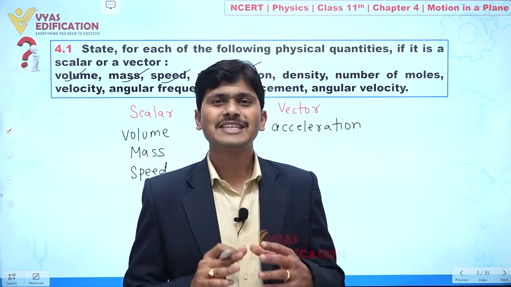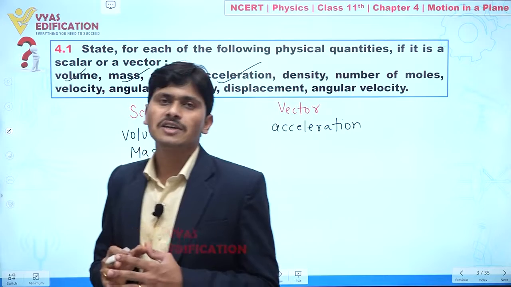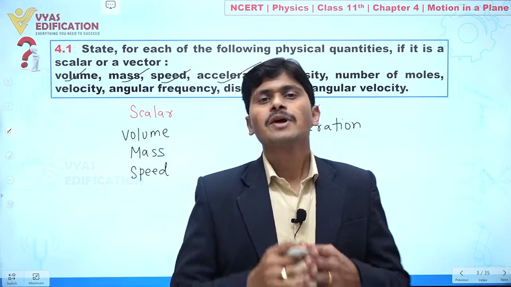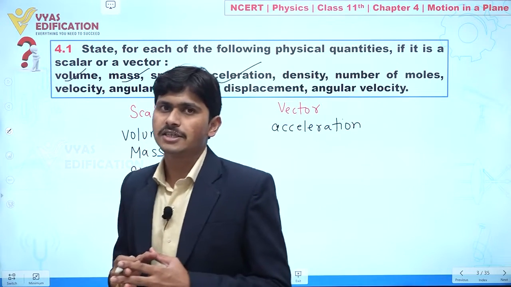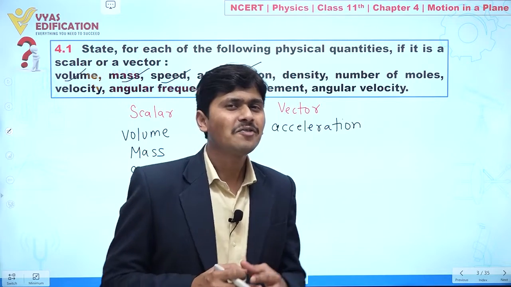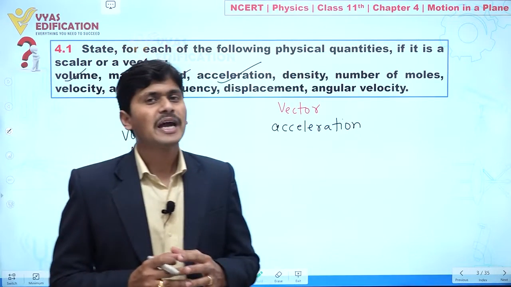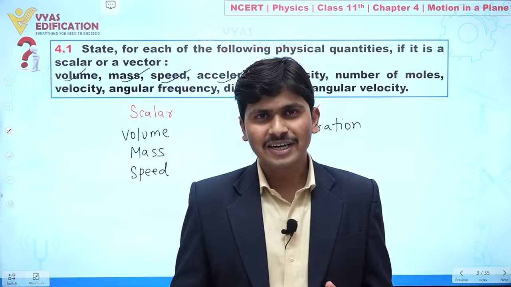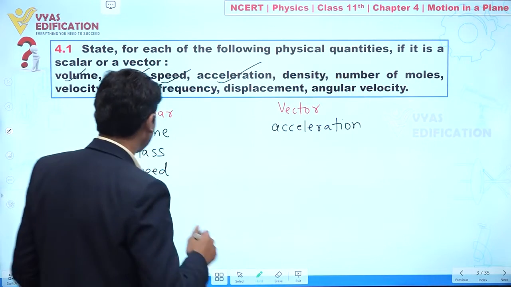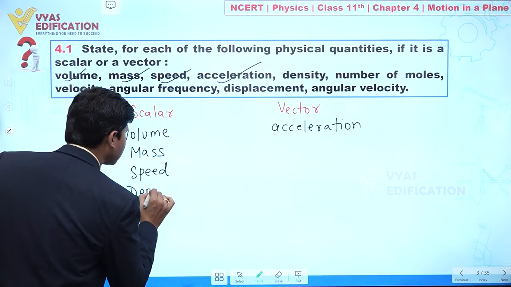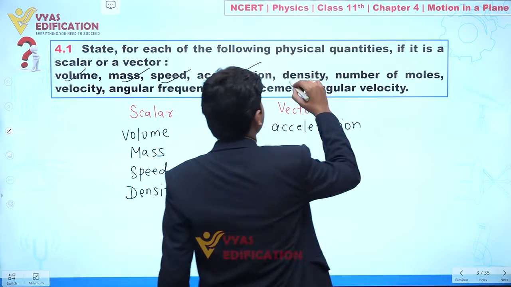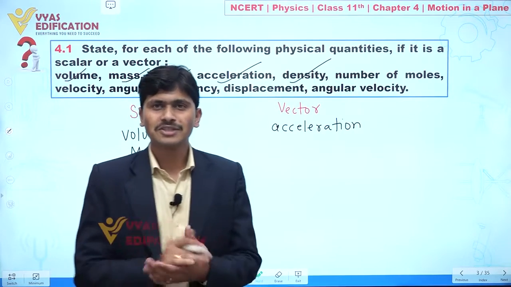Now if we talk about density. Dear students, what is density? Because we are talking about kinematics, here we are talking about mass density. Density is defined as mass per unit volume. Now we know mass is a scalar quantity and volume is also a scalar quantity. So density is also scalar, and we will put density in the scalar category.